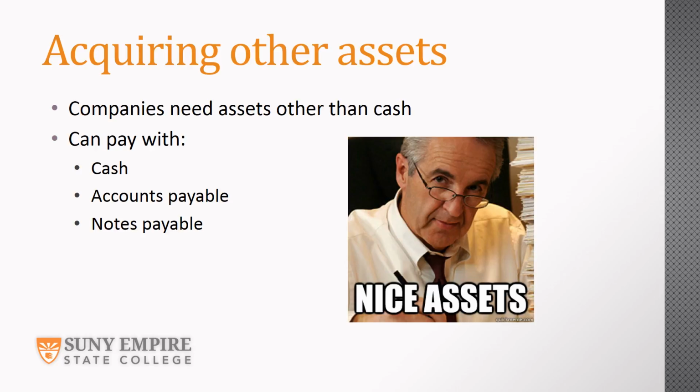They need equipment, inventory or raw materials, office supplies, an actual site for their business, and many other forms of assets. How can a business pay for those assets? They have three options. They can pay with cash. They can pay on credit, which is accounts payable, or they can take out a mortgage or other form of long-term borrowing, which is notes payable.